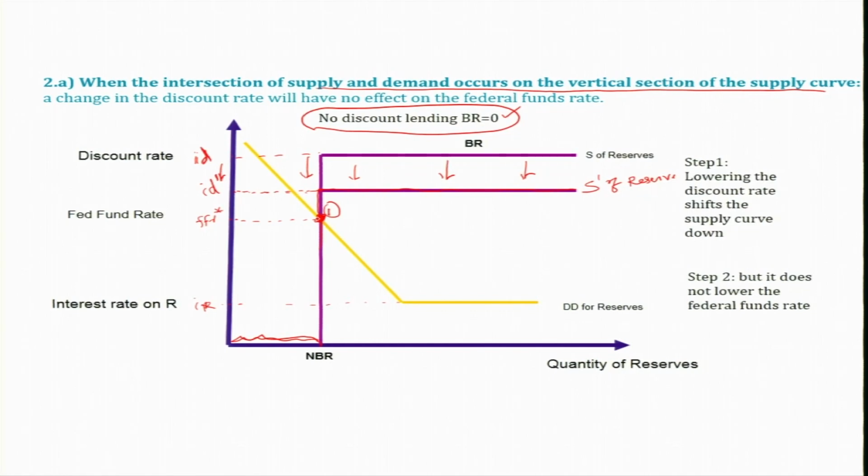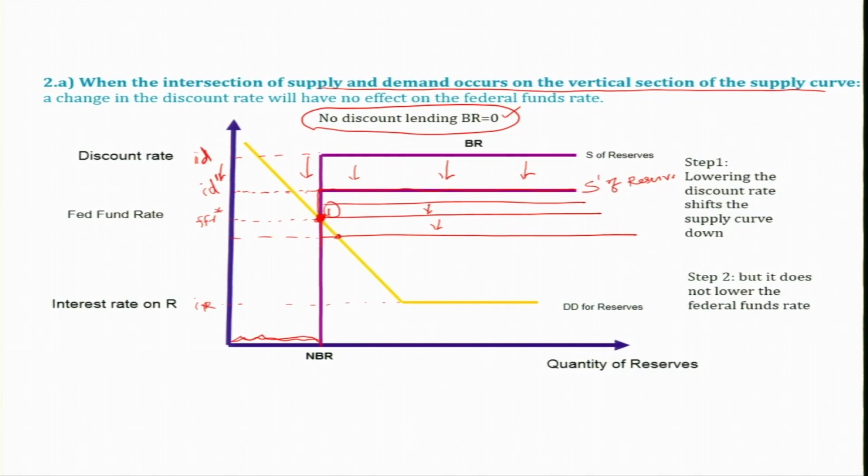So, we see that there is no effect even when they reduce the discount rate, but if they keep on reducing, then we are going to see some changes happening. Suppose if they keep on reducing like that, then the supply curve is going to be interacting at this point. Then the new intersection will be here, then the FFR will be declining, right. So, when the Fed is reducing the discount rate, the curve will be shifting downwards further and further.